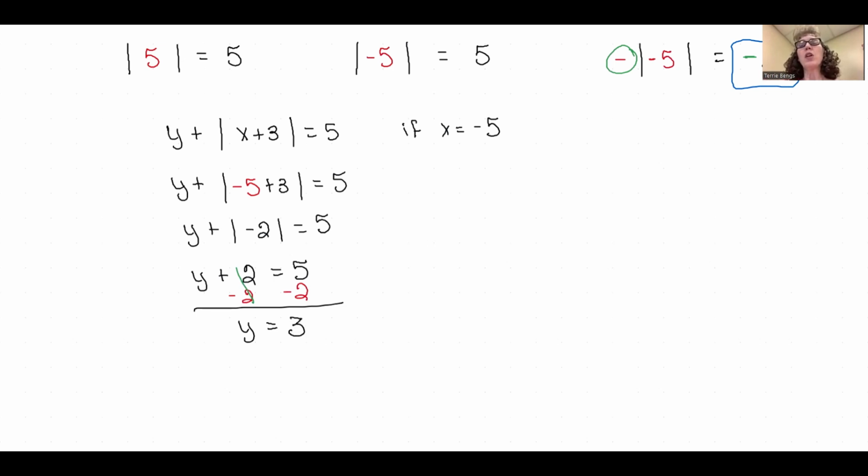So you can see we just treat it like we did above. Anything that's inside the absolute value becomes a positive, and if it's outside the absolute value, it stays like it was. Okay?